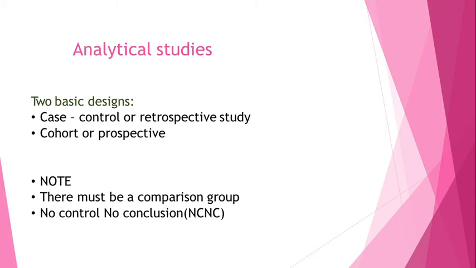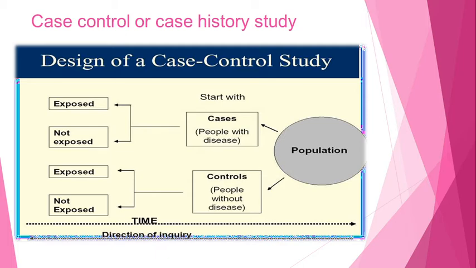That's very important. NC, no control, there won't be no conclusion. So this is the design of a case control study, where there is a population divided into two: one, people with the disease, another, people without the disease. With the disease, exposed to your drug, not exposed to your drug. Without the disease, exposed, not exposed. Over a particular period of time.